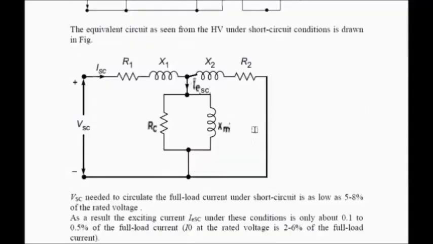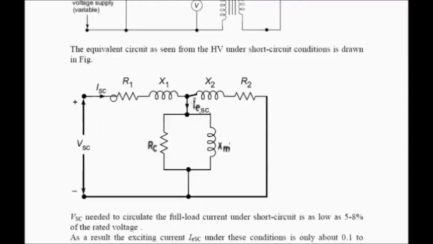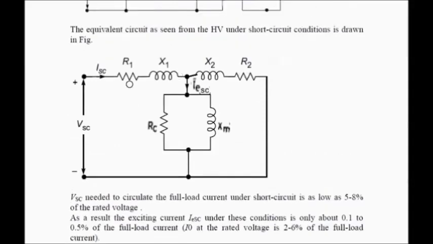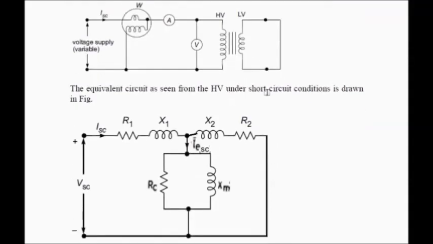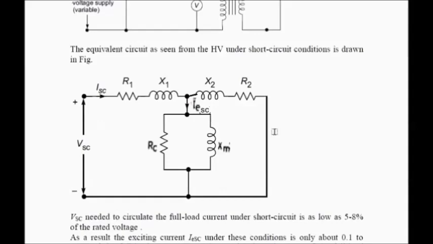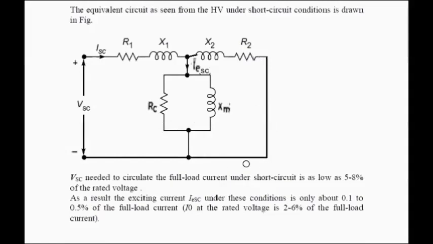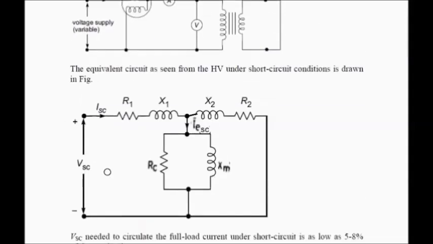This supply voltage which I gave here is denoted by VSC, and the equivalent model will be something like this. See, I have short circuited the low voltage winding, so the equivalent circuit will be something like this, or I can have an ammeter here. Okay, so this can be a thick wire or an ammeter. So this is the equivalent circuit for the short circuit test as seen from the high voltage side, because I am giving supply on the high voltage side.